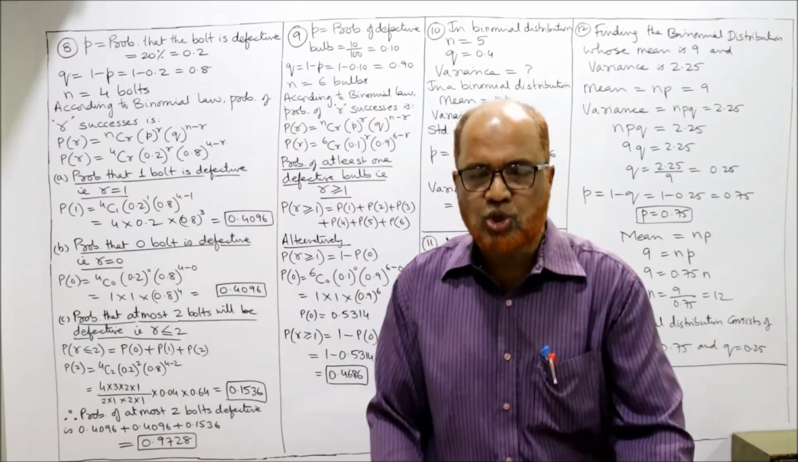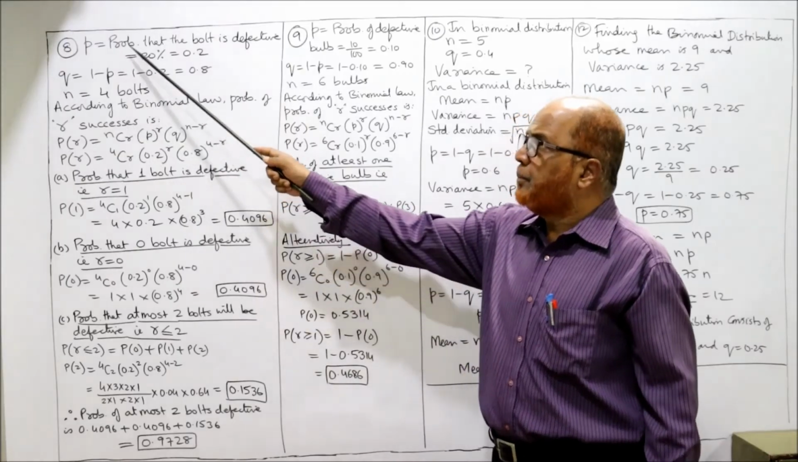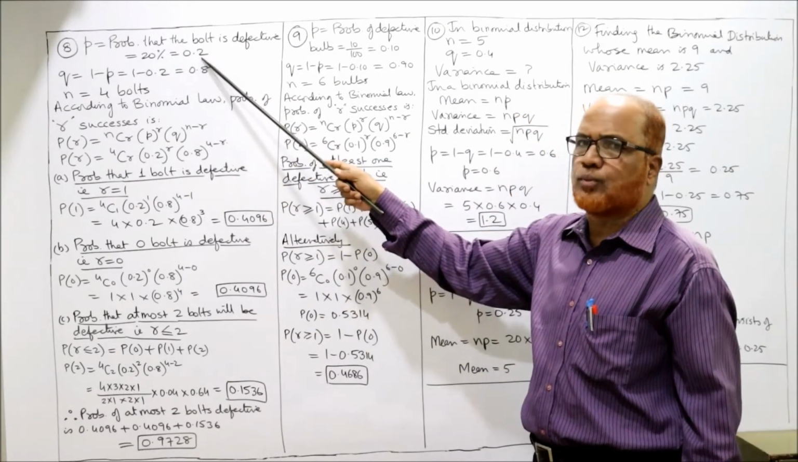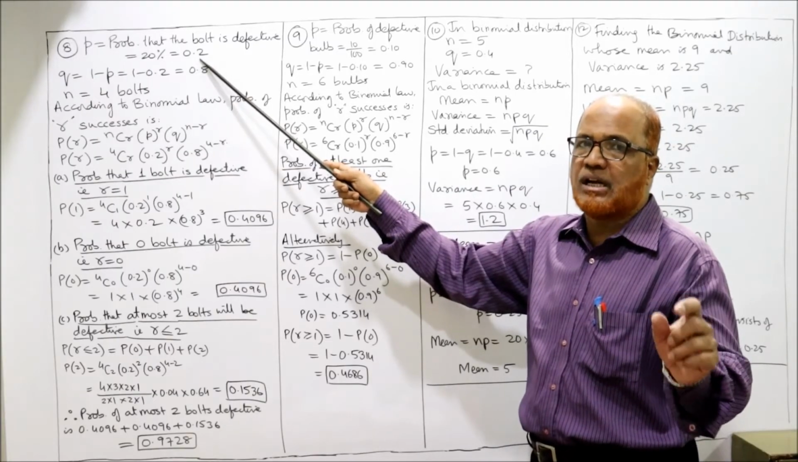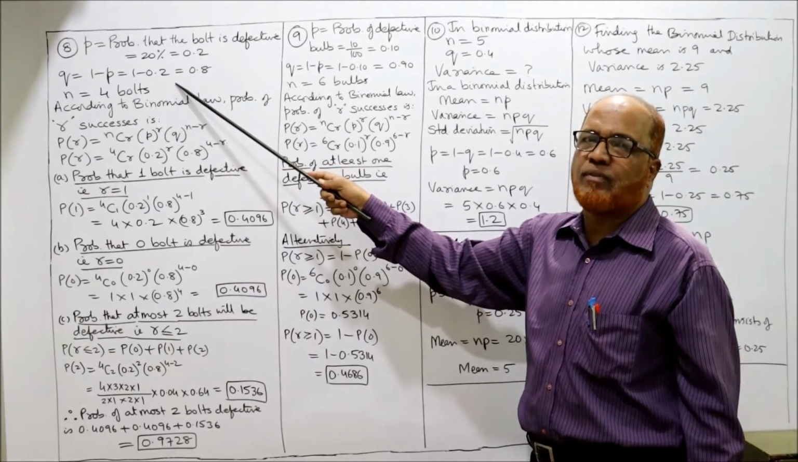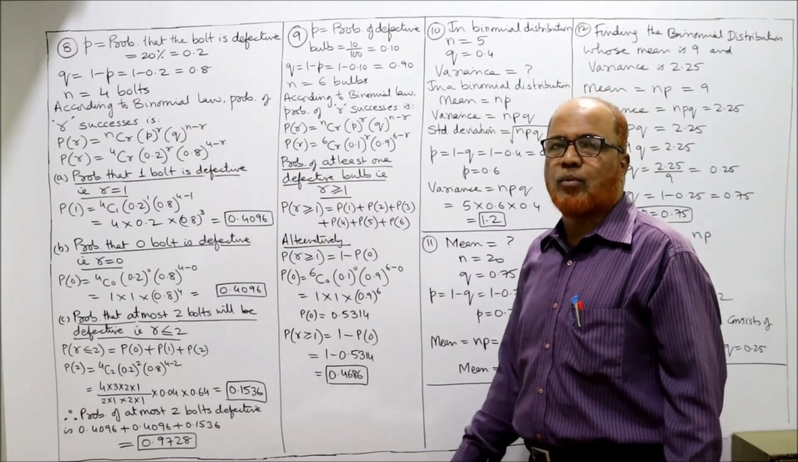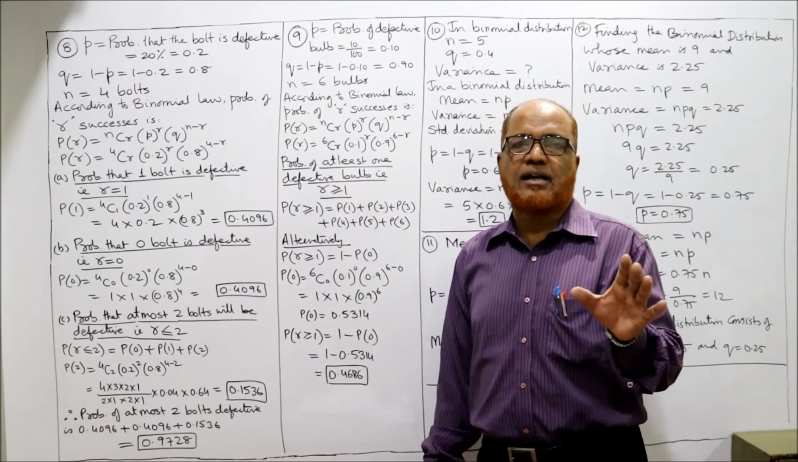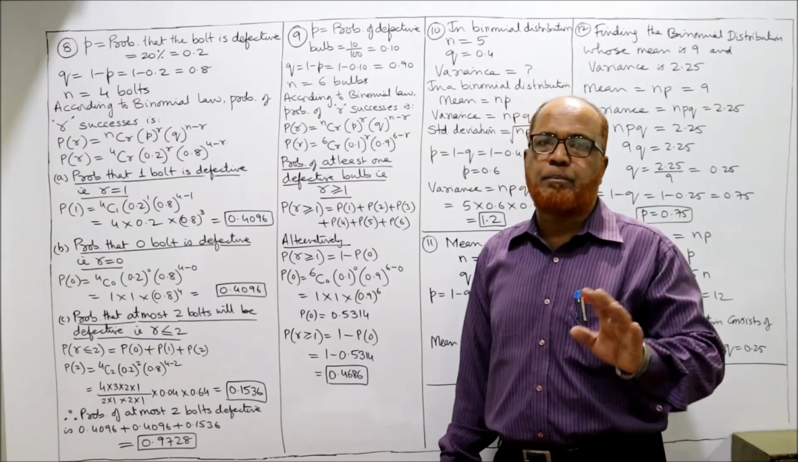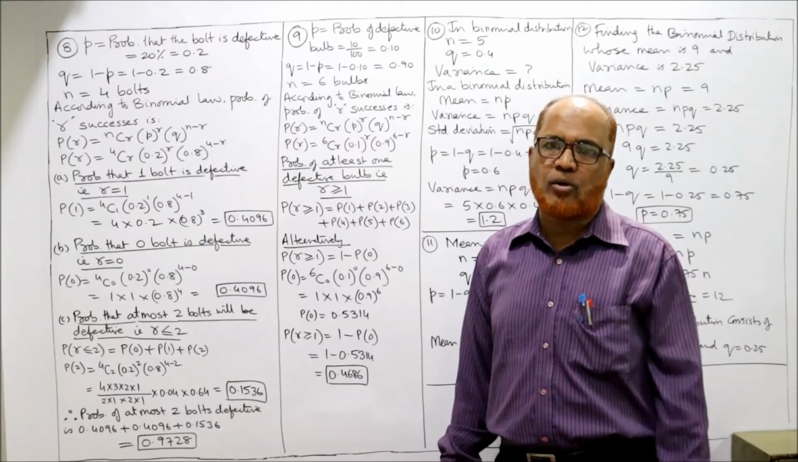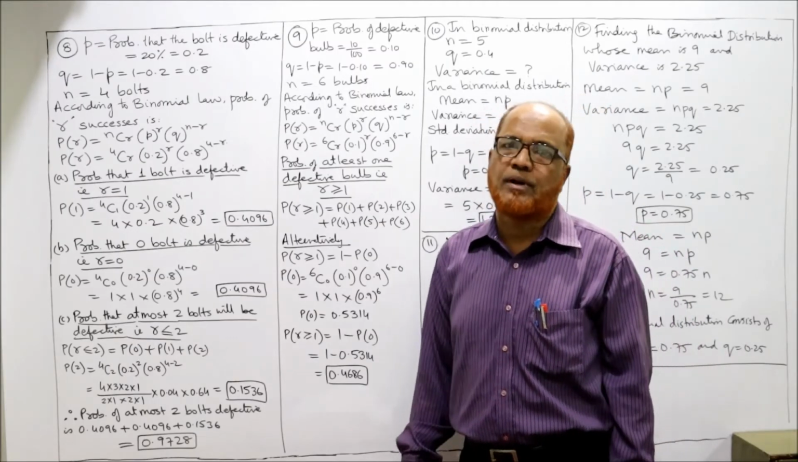So you can see the solution will be like this. P, probability that the bolt is defective, 20% given in the problem, 0.2. This is the probability that the bolt is defective. Q is equal to 1 minus P, 1 minus 0.2, 0.8. And N is equal to 4 bolts. So the main parameters in binomial distribution are N and P.